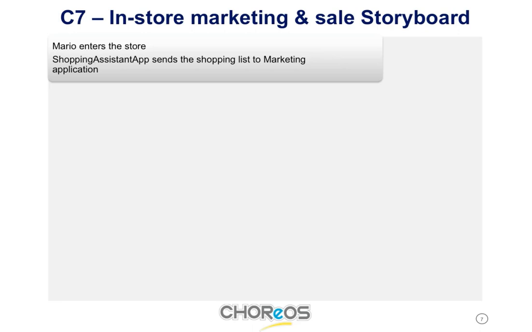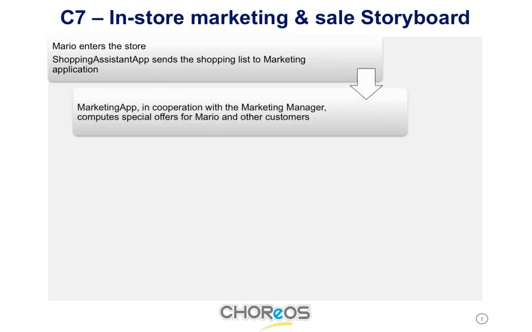Now let's analyze what happens in the in-store marketing and sales scenario. The scenario starts when the marketing application service receives from Mario's shopping assistant service the shopping list with its preference and profile. The shopping list and the user preferences are used by the marketing application to compute, in cooperation with the marketing manager, tailored offers for Mario and for the other customer within the shop.